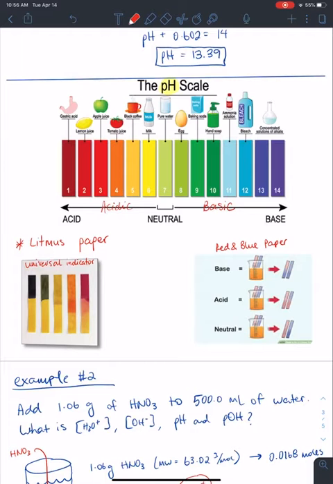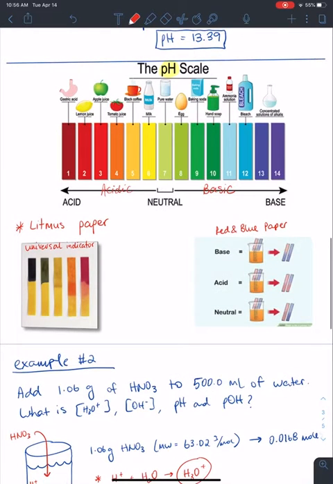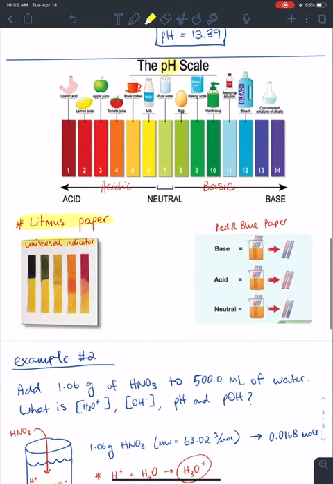Now, what do all these colors show? The colors correspond to what a universal indicator, shown down here on litmus paper, will turn when exposed to these different pHs. Right? Litmus paper is really a piece of paper that has chemicals in it that change colors depending on the pH. And so what I've shown here is litmus paper at several different pHs.